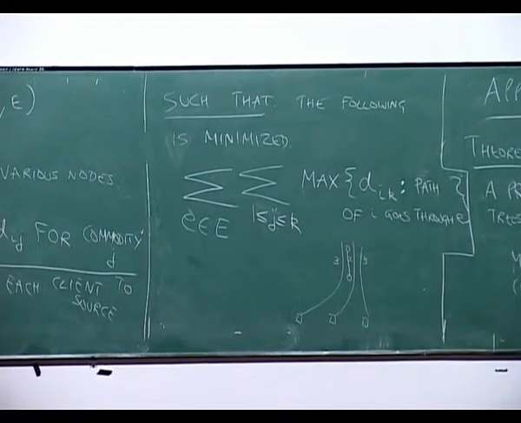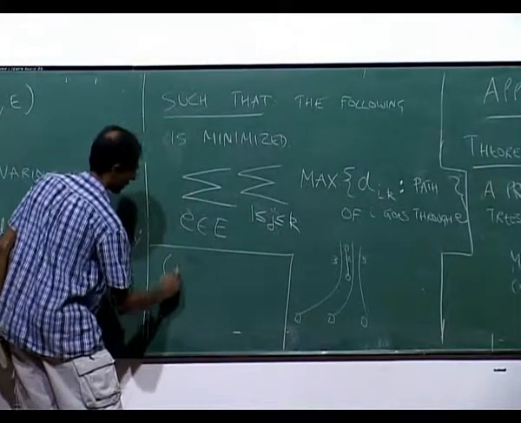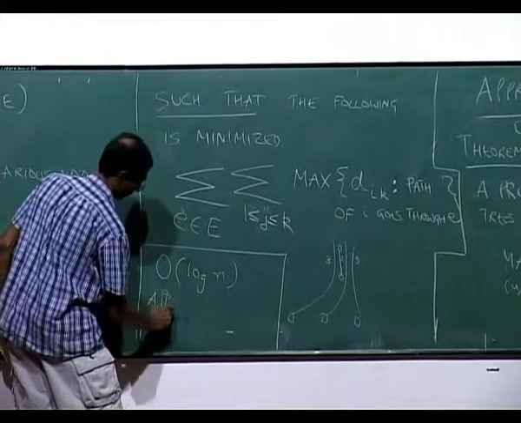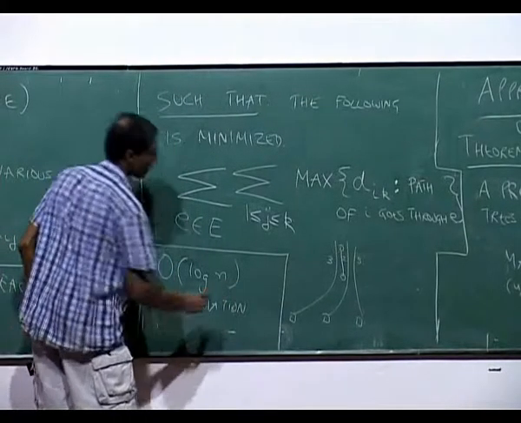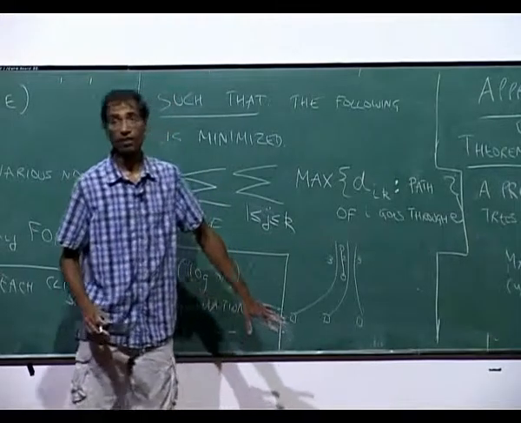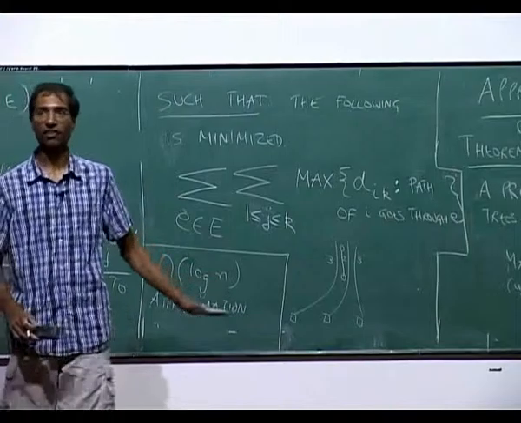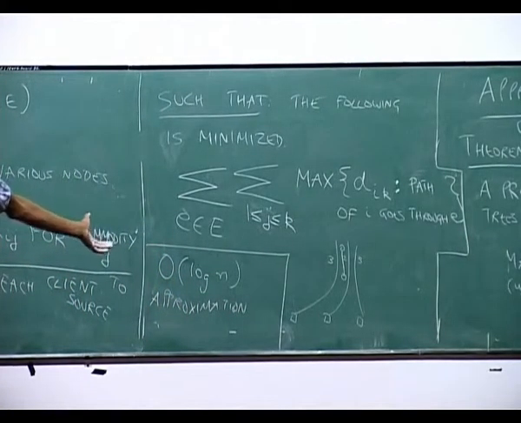Okay, you can see that. So the problem is to show how to get an order log n approximation to this problem by reducing it to trees. And for trees, the problem is almost trivial. You just think about it. It's very trivial. In fact, this is the best approximation known for this problem.